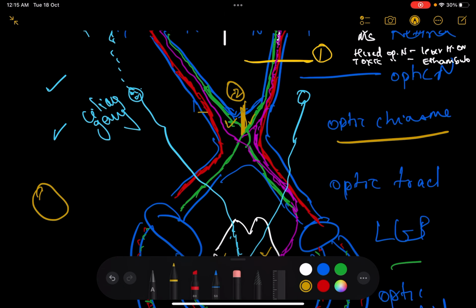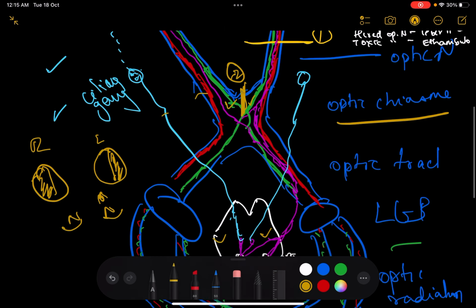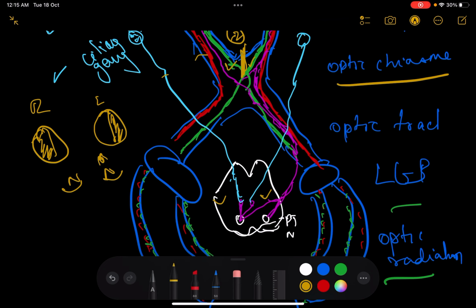Out here. Let's draw it on this side. So this is your left eye, this is your right eye. The nasal fibers are affected, so think about it in this way: the nasal fibers are affected. That means this is gone, the temporal field of the left eye and the temporal field of the right eye. So that's why this is called bitemporal, because two temporals are affected.